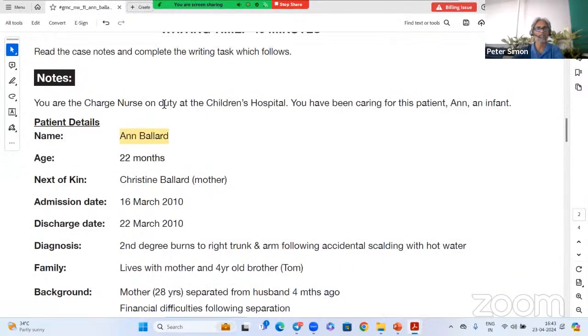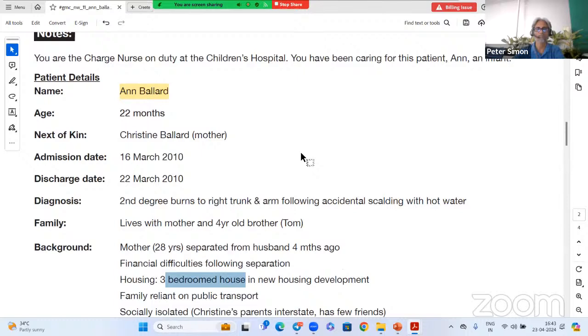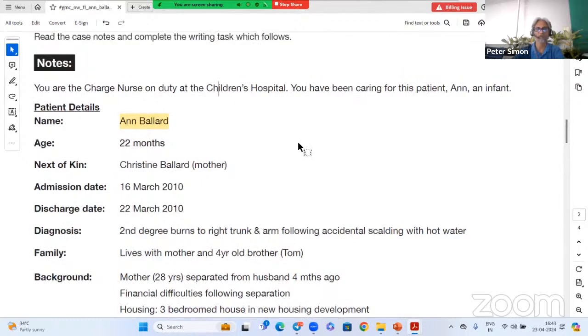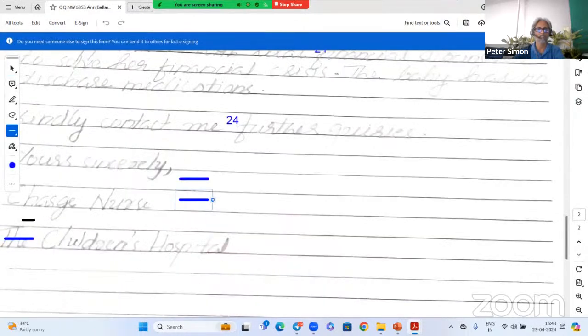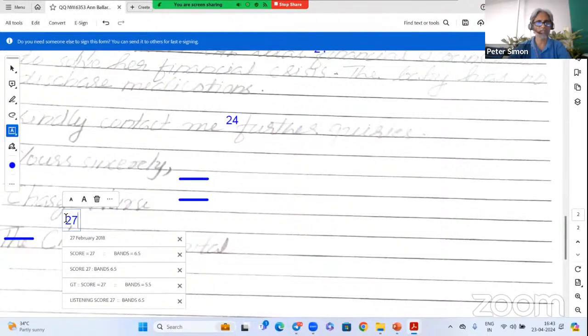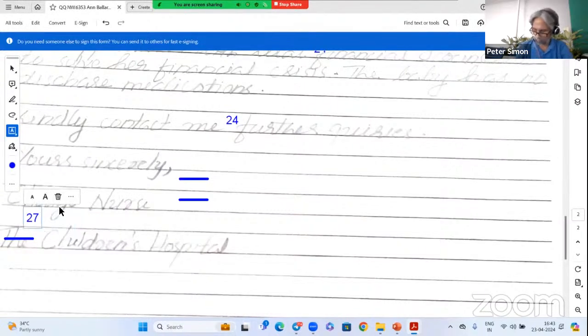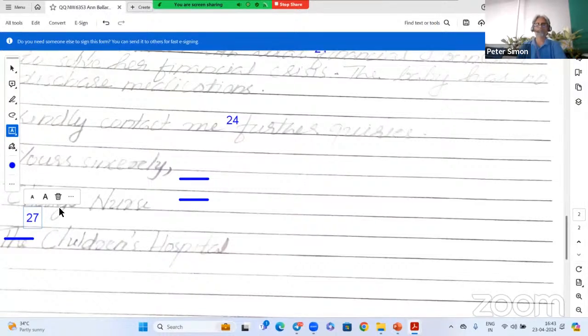You are the charge nurse on duty at the Children's Hospital. An inpatient infant. Okay. Here in this line, you can say inpatient ward.